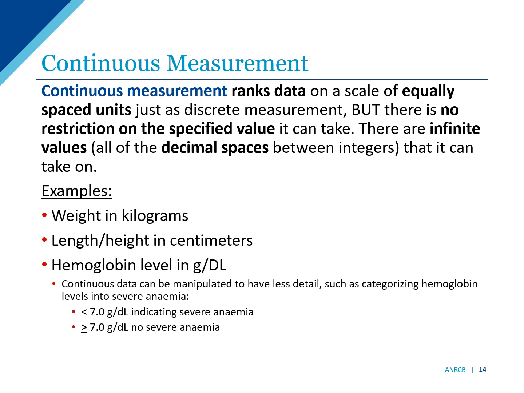Continuous measurement also ranks data on a scale of equally spaced units, but there is no restriction on the values it can take. All of the decimal spaces between integers are possible in continuous measurement, as we see again in measures of weight, length, or height, or blood levels of hemoglobin. We can also manipulate continuous data to have less detail, such as how we transform BMI into BMI categories, or in the mixed data, indicate severe anemia.